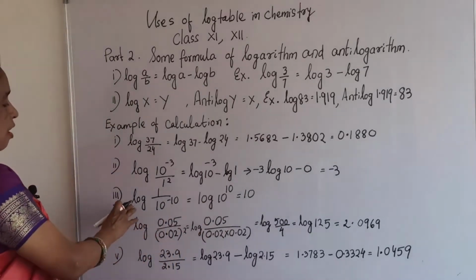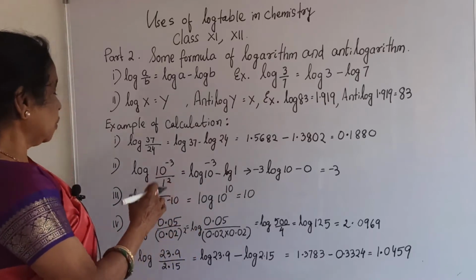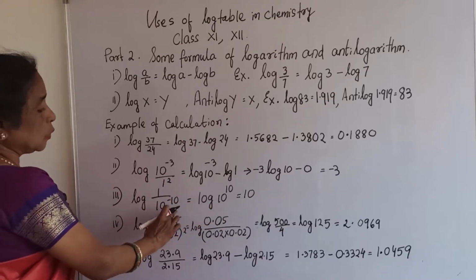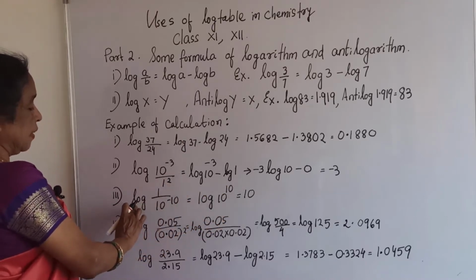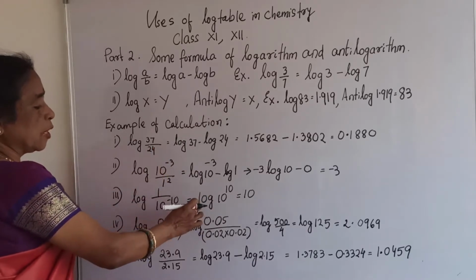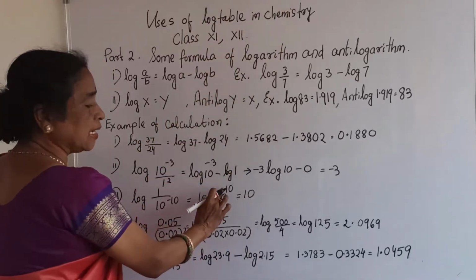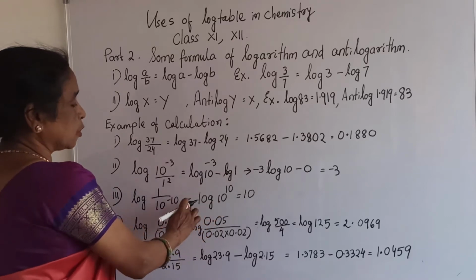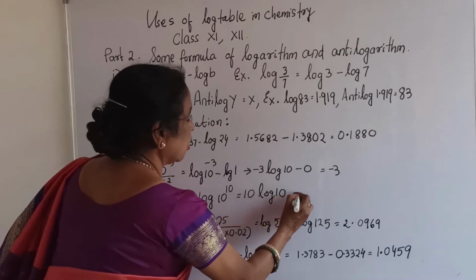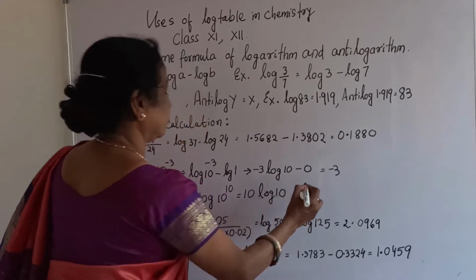Then here see log 1 by 10 to the power minus 10. Then what to do? If you take 10 to the power 10 here, then if the question is 1 by 10 to the power minus 10, it becomes log 10 to the power 10. So there is no minus sign, it is plus sign. So 10 comes here, or you can write 10 log 10, and log 10 equal to 1. So the answer is here 10.